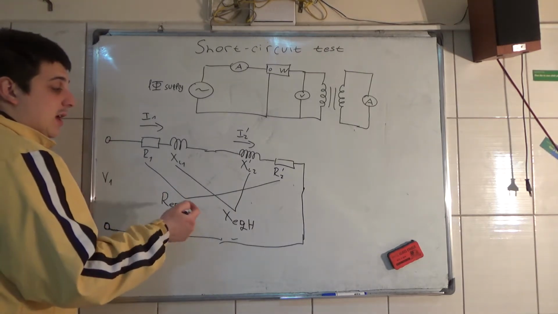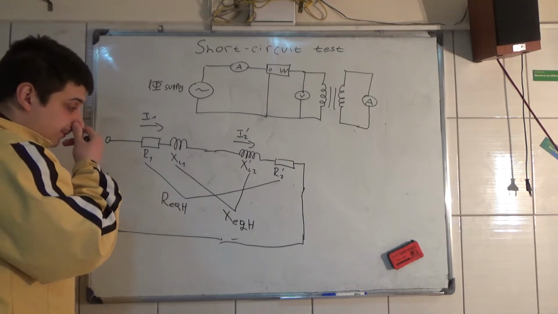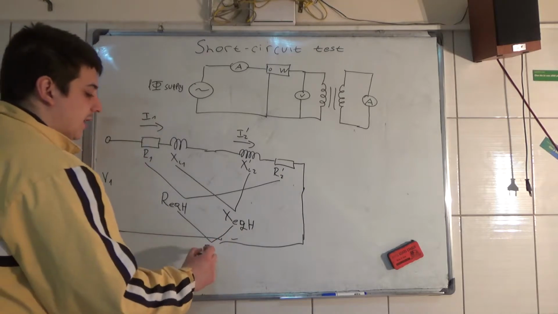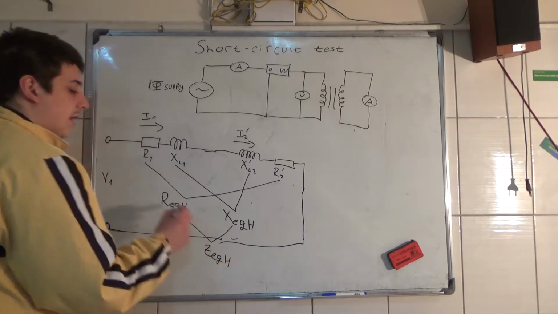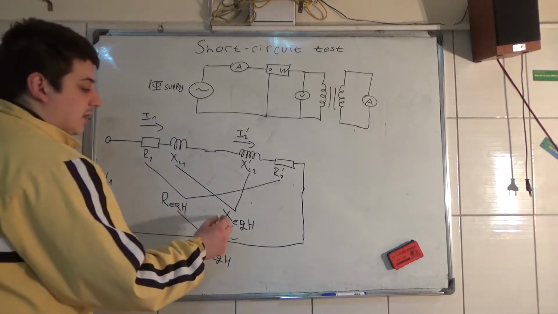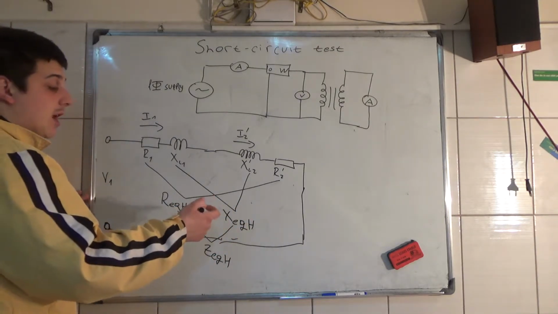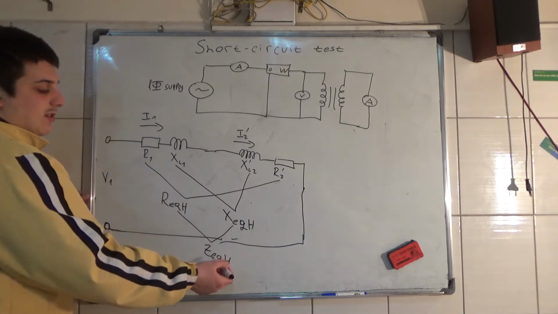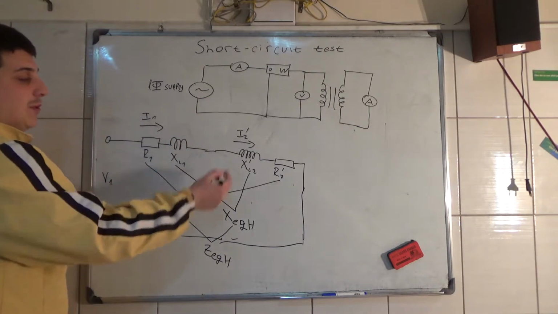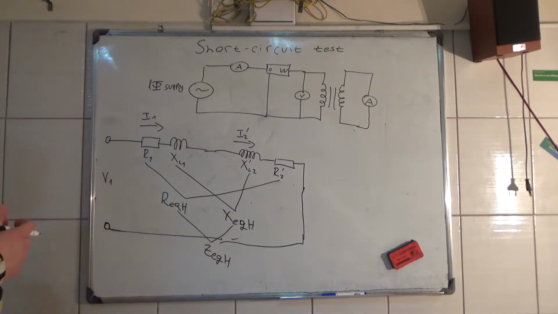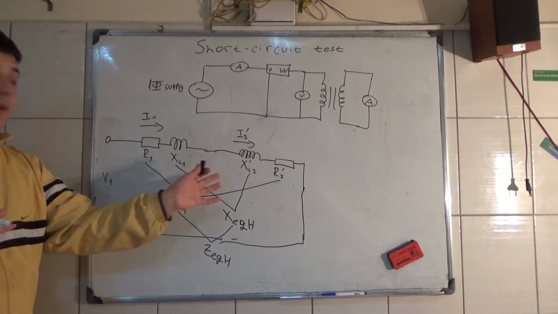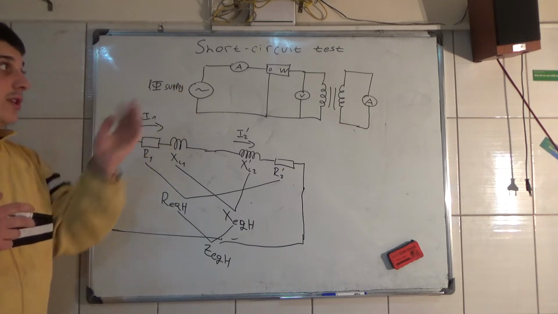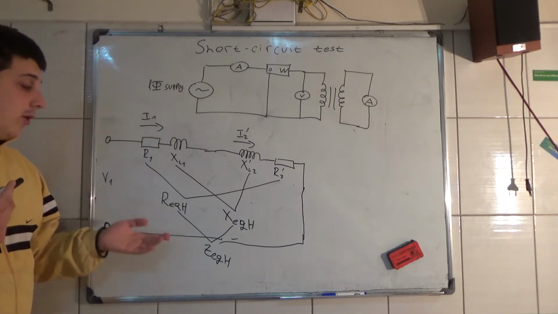And the complex value of this is Z equivalent. Now this here is R equivalent H plus j, the imaginary number, X equivalent H, which is equal to the impedance of the high voltage side. And this is the equivalent circuit for the short circuit test. And how do we calculate all this?